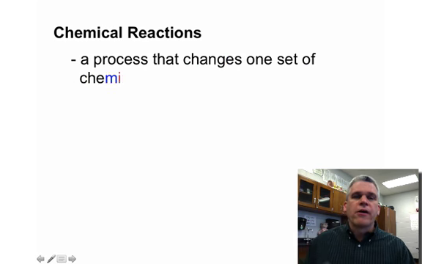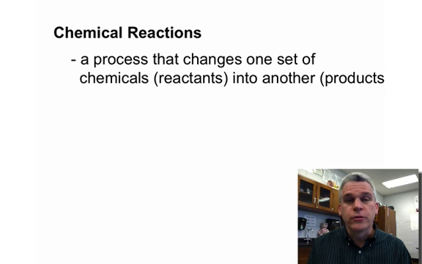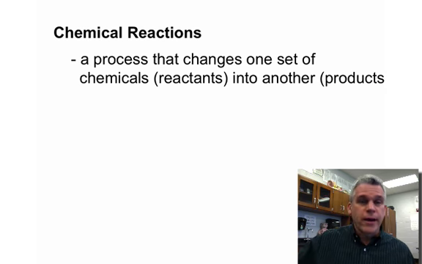Chemical reactions are a process in which one set of chemicals, the reactants, change into another set of chemicals, the products. There are lots of different kinds of chemical reactions, but we're going to only focus on two this year. These are the two most common ones that happen inside of cells.